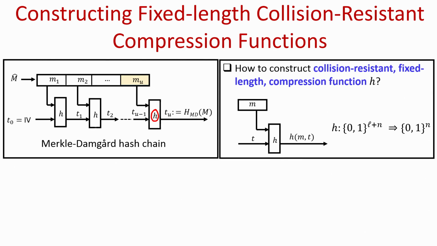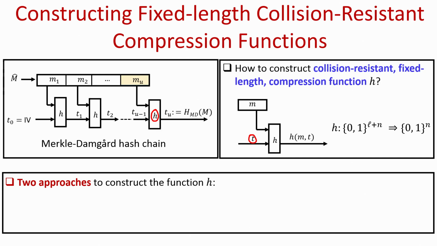Pictorially, this function little h takes an input of size l plus n bits, which can be parsed as 2 inputs, an input m of little l bits and another input t of little n bits, and together it compresses them and gives you an output of size little n bits. So, that is how you can interpret this fixed length compression function, and it turns out that there are two approaches to construct this function h.